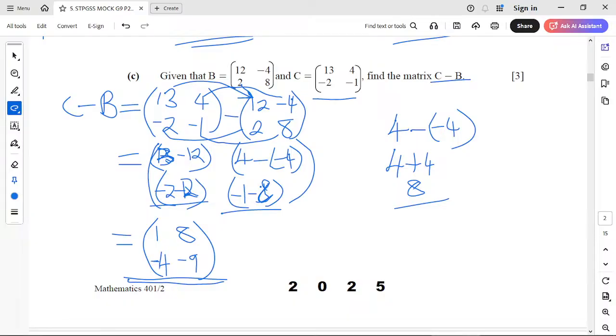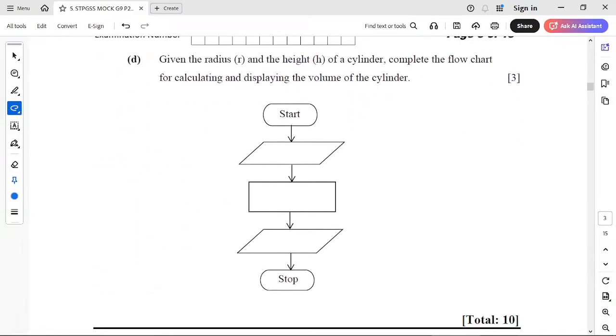Okay, we go to the next question, which is question D. Question D is as follows. Given the radius R and the height h of a cylinder, complete the flowchart for calculating and displaying the volume of the cylinder. So what we are given is radius, so we're going to write R there and height there. So we're going to enter radius and height.